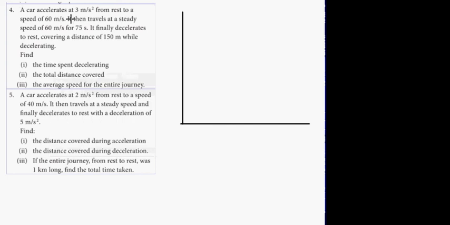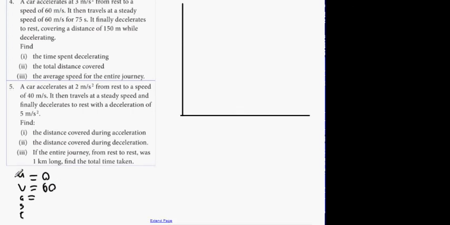Question 4. A car accelerates, so you could do your UVAST system. A car accelerates at 3 meters per second squared from rest. Rest means U equals 0, to a speed of 60. V equals 60. It then travels at steady speed, so it changes what's happening each time.